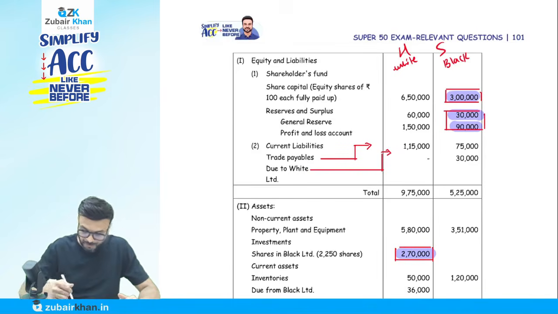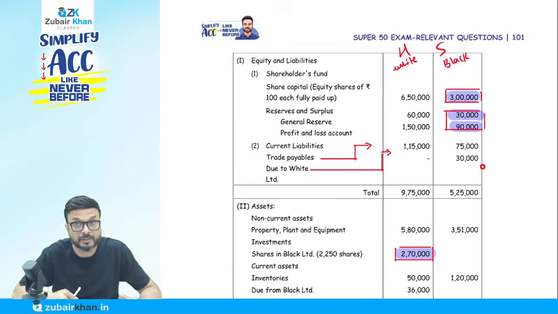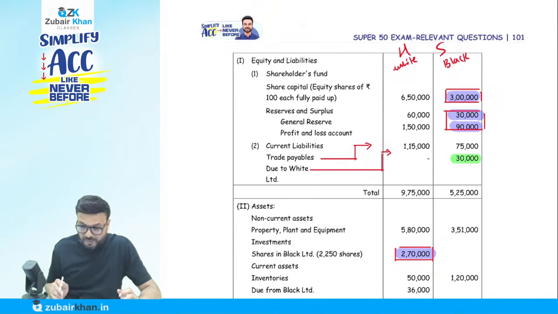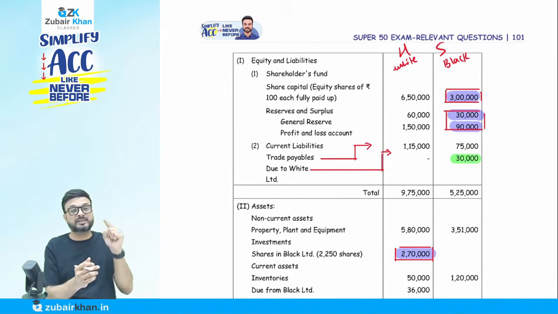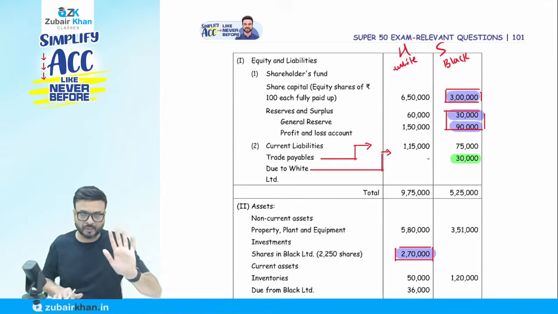That is appearing in the balance sheet of Black Limited. Due to White means they're liable to pay, so it is a liability which is appearing. I will tell you what we call them: mutual debt. So the subsidiary company says that it is liable to pay the holding company 30,000. Okay, we'll discuss it.